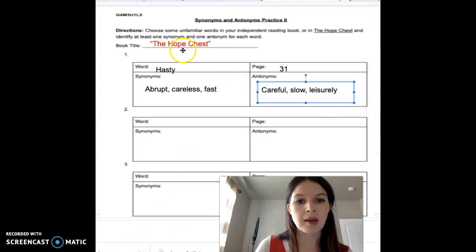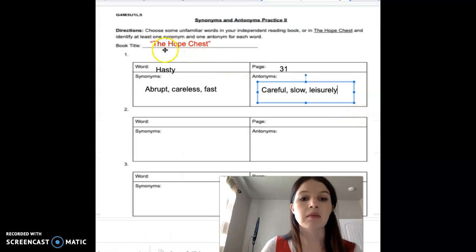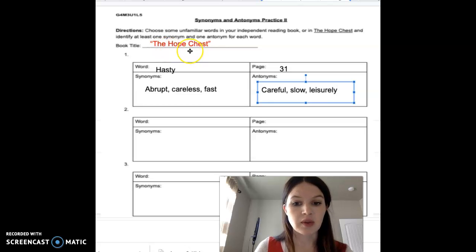I chose to do my words from the hope chest. So I wrote the title. You need to do the same. Write the title of the book that you're choosing your unknown words from.